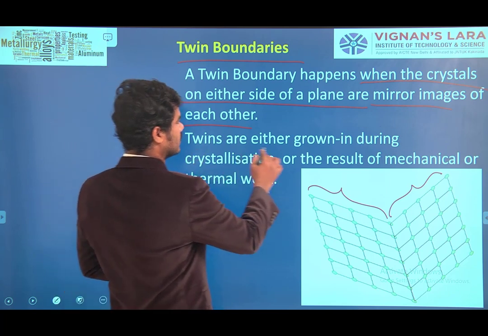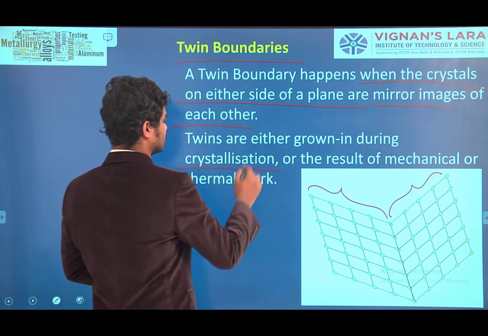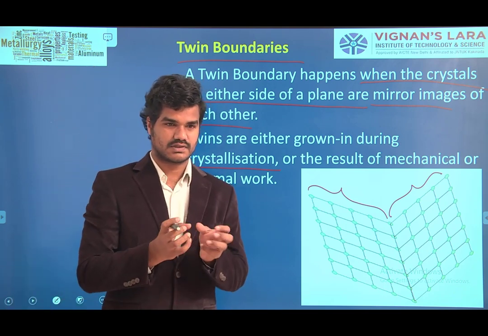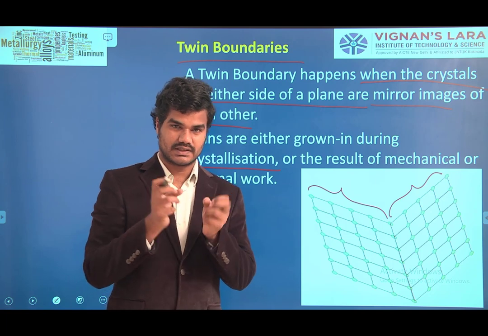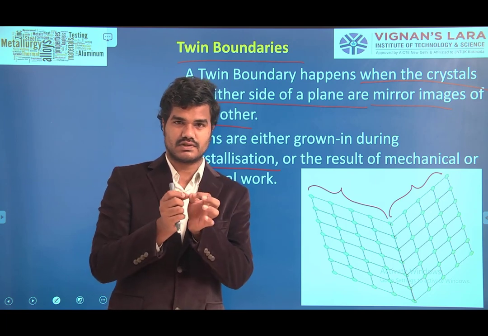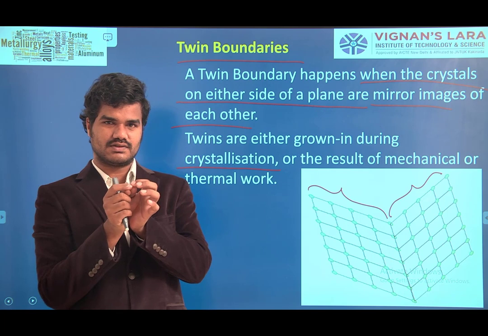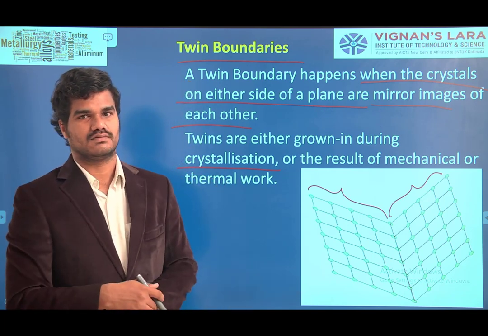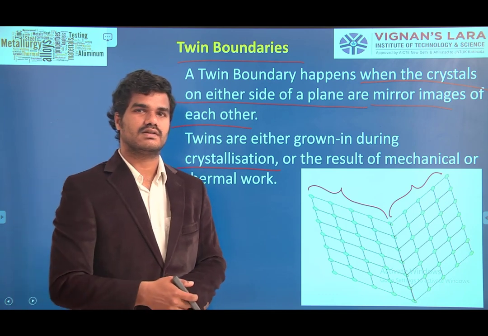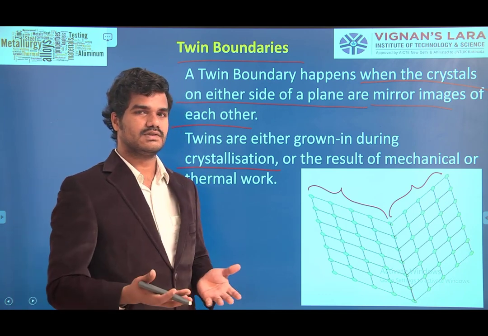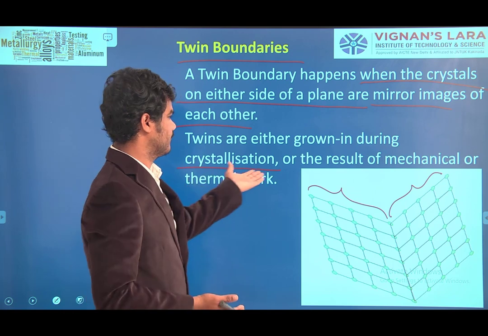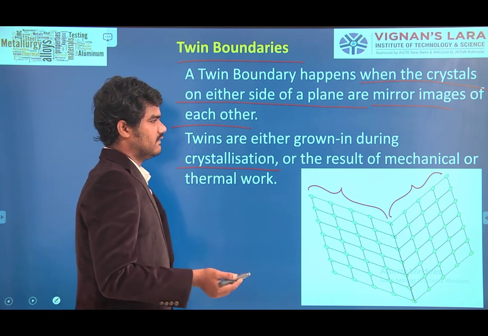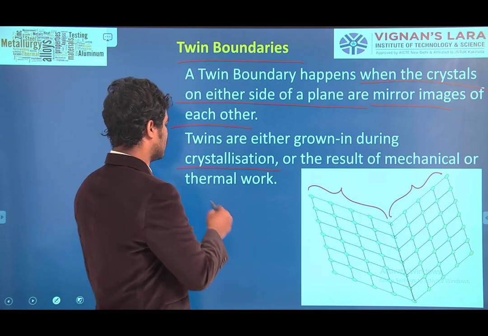Twins are either grown in during crystallization. During the solidification process, crystallization will happen. During crystallization, when 2 successive crystals of the same size and shape come together, they form the boundary. When does this happen? During crystallization. Or it happens as a result of mechanical or thermal work.